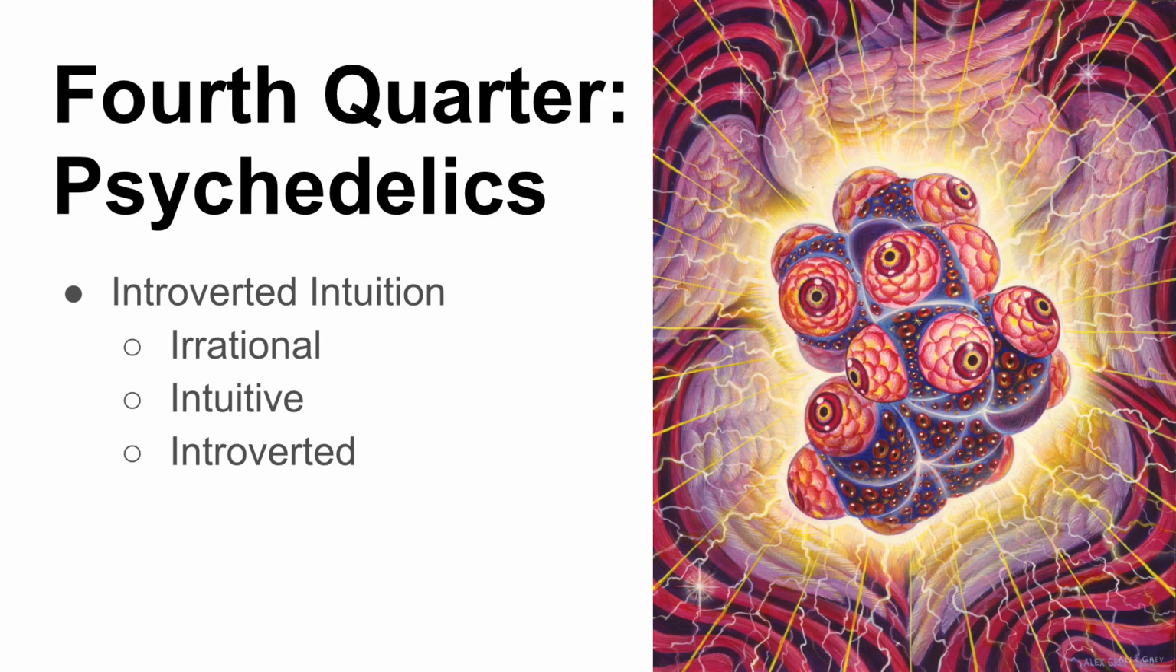So fourth quarter, right? This is when we have to get more speculative because Joe Rogan is still in his third quarter of life. But I think this fourth quarter for him is going to be more characterized by psychedelic exploration. He already talks about this with DMT and stuff, and I see this as a manifestation of his introverted intuition function. Why? Because it's irrational, intuitive, and introverted activity.